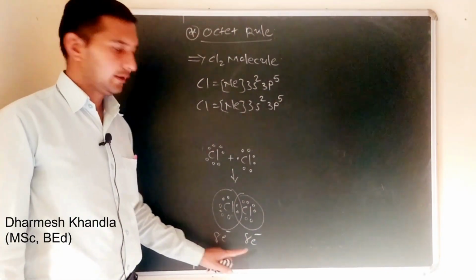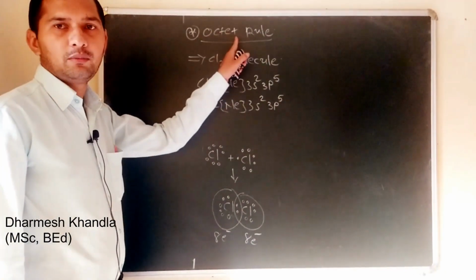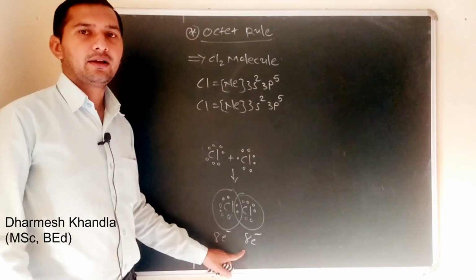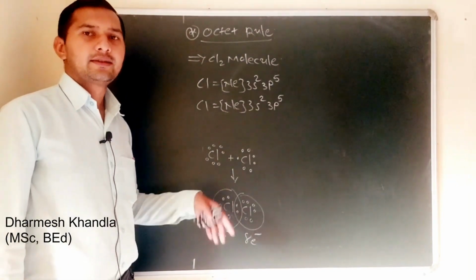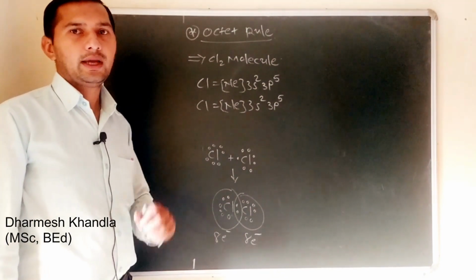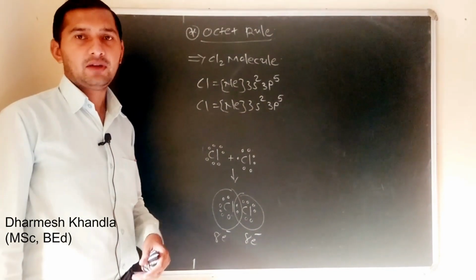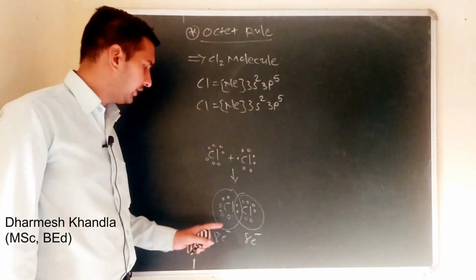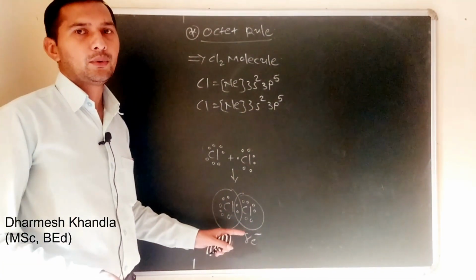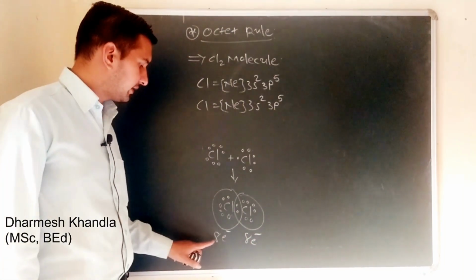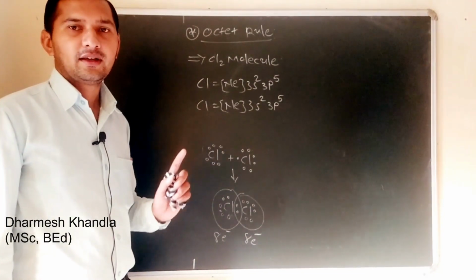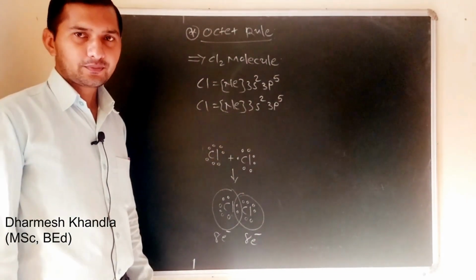So we can say that both chlorine atoms follow the octet rule, meaning both have an outermost electron configuration resembling that of a stable gaseous element, for example neon and argon, which have 8 valence electrons. Here chlorine also has 8 valence electrons in the outermost shell in the form of a molecule. So we can say that this Cl2 molecule is stable, similar to noble gas elements, which are chemically least reactive.